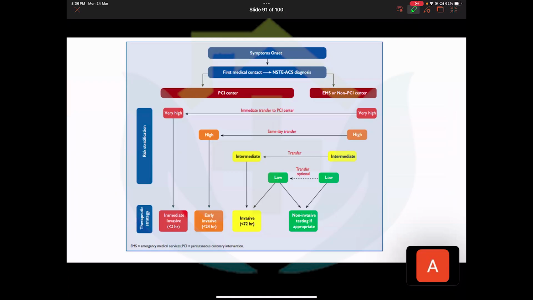This is once again symptom onset, NSTEMI diagnosis by clinical features, ECGs and the troponin values, PCI center or non-PCI center. If PCI center and if these high risk criteria are present, go for the PCI. If the risk stratification is intermediate, then wait, go for the medical therapy. If it worsens, go for the PCI, and like that. So immediate PCI is not for NSTEMI, it is for STEMI.